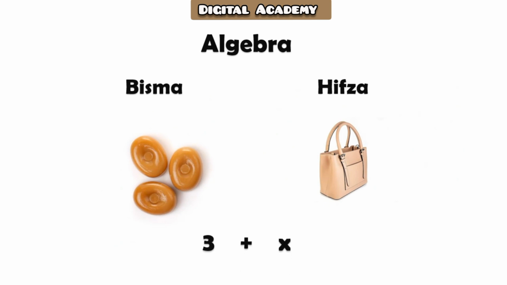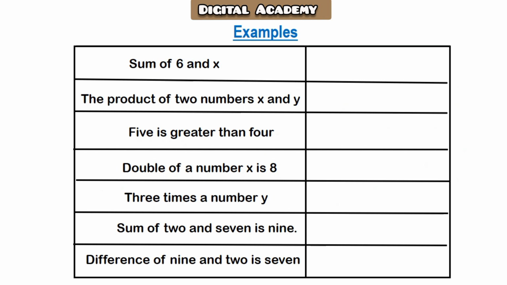Here are some examples to represent words into symbols. Sum of 6 and x. The product of two numbers x and y. 5 is greater than 4. Double of a number x is 8. 3 times a number y. Sum of 2 and 7 is 9. Difference of 9 and 2 is 7.